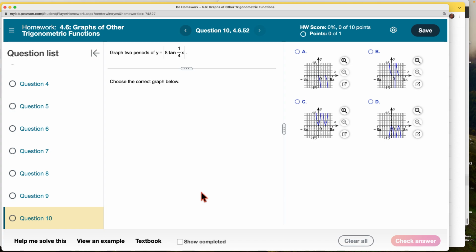Cotangent, COT? Yeah. You could graph it as cosine over sine, or you could graph it as 1 over tangent. Both of them will give you the same graph. Yeah, good question.